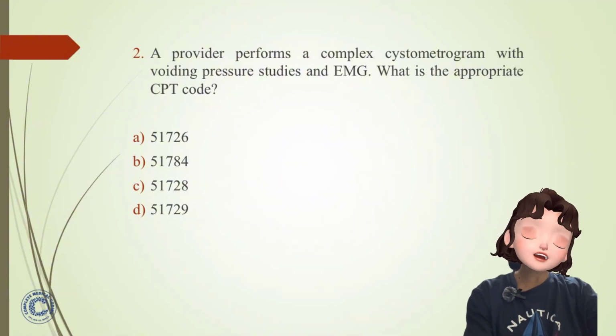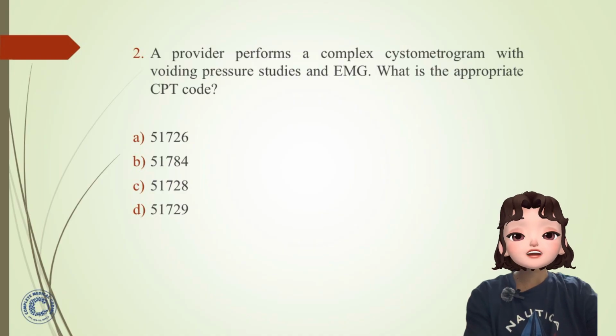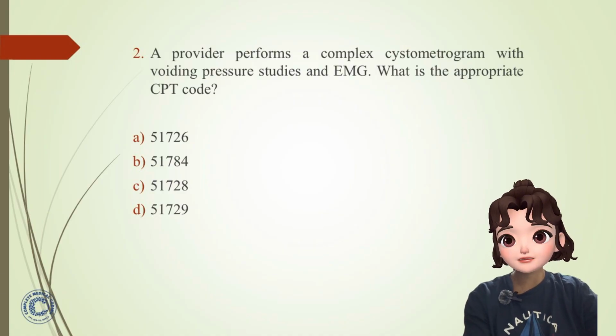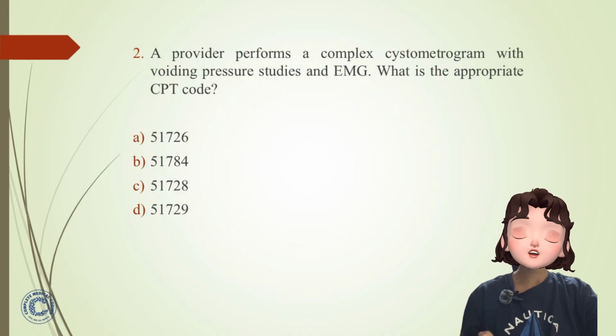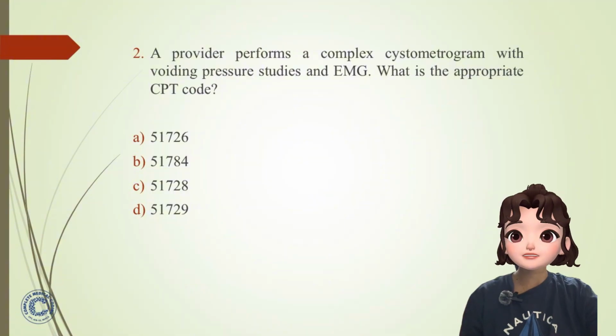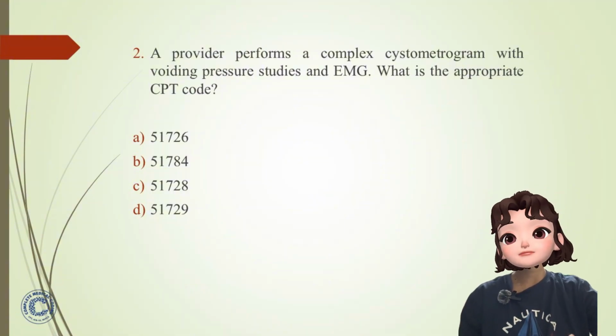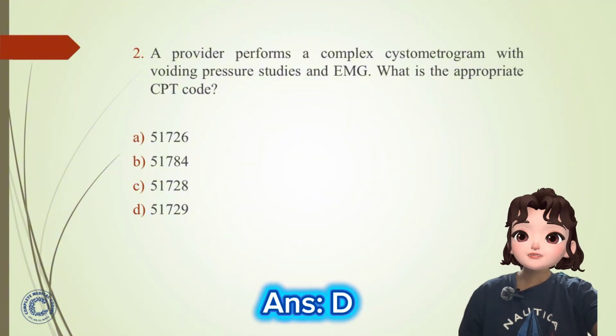Okay, so any technique. So 51729 is the CPT code that we need, because that is the combination code for complex cystometrogram with voiding pressure studies and EMG. Okay, so the answer here is option D, 51729.